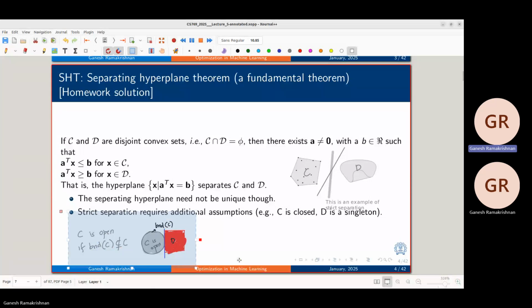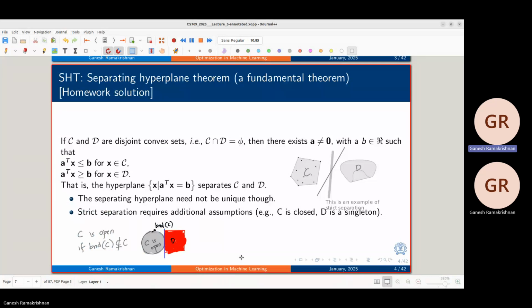But it suffices to say that if the boundary of the set that you're trying to separate from another set is not part of the set, right? Which means the set is open. Then the discussion on strict separation becomes slightly more nuanced.